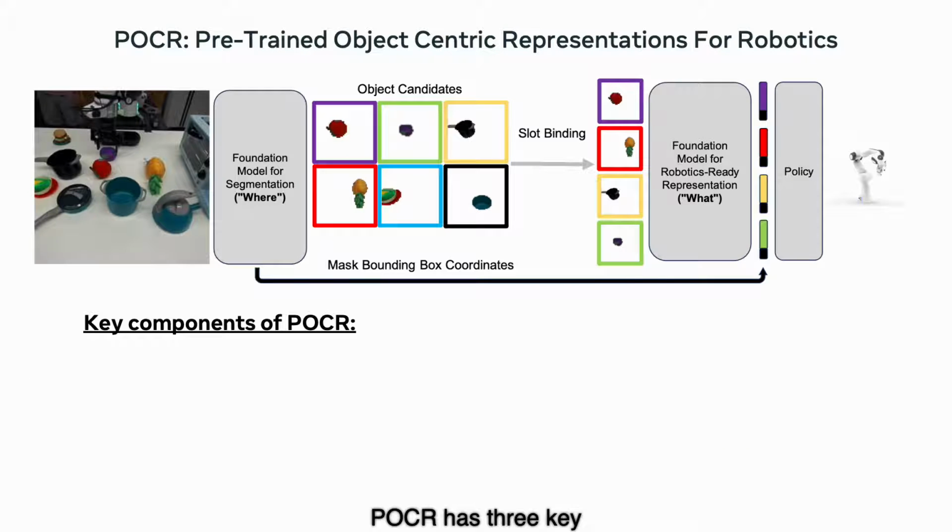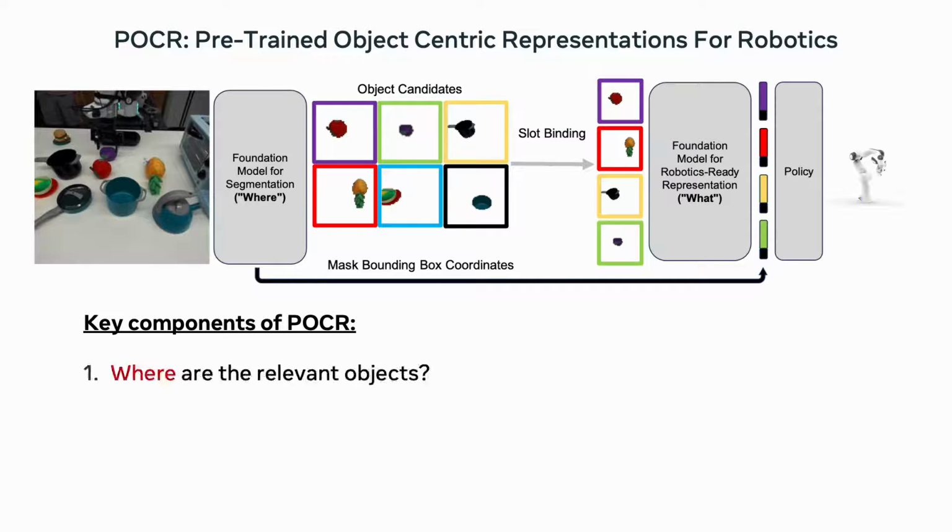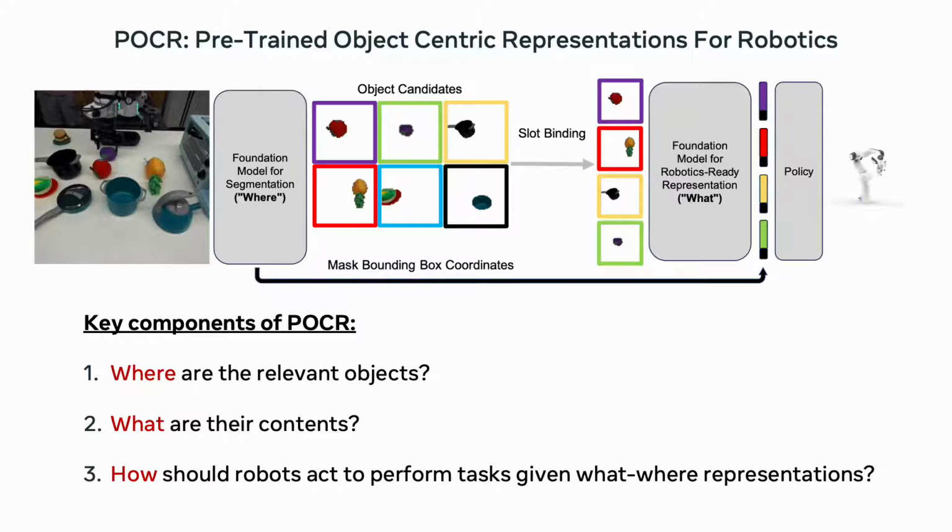POCR has three key components that address three key questions of vision-based robot learning. Where are the relevant objects? What are their contents? And how should robots act to perform tasks given the what-where representations?